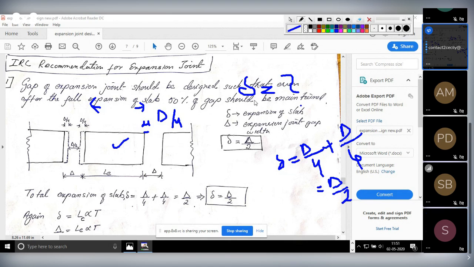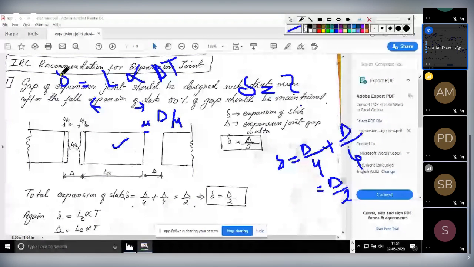In the strength of material class, in that subject, have you ever heard that the expansion of a beam is equal to PL by AE? And one more is L alpha delta T. Have you heard this one? I am talking about the one with respect to L and alpha, with respect to the temperature.